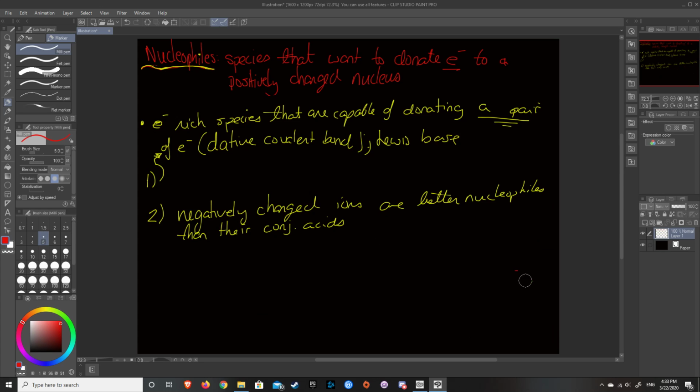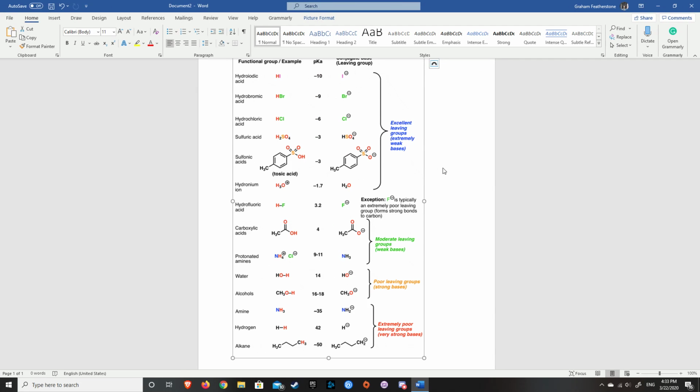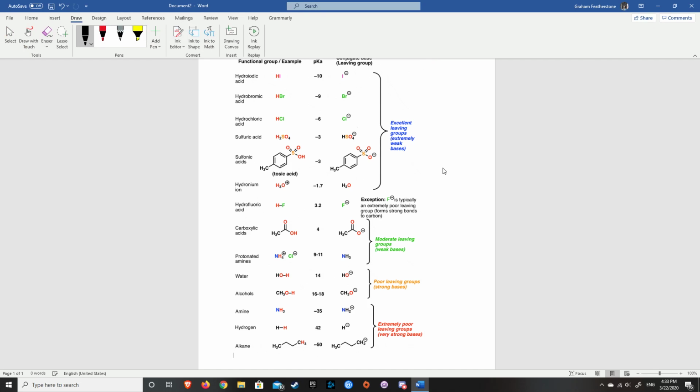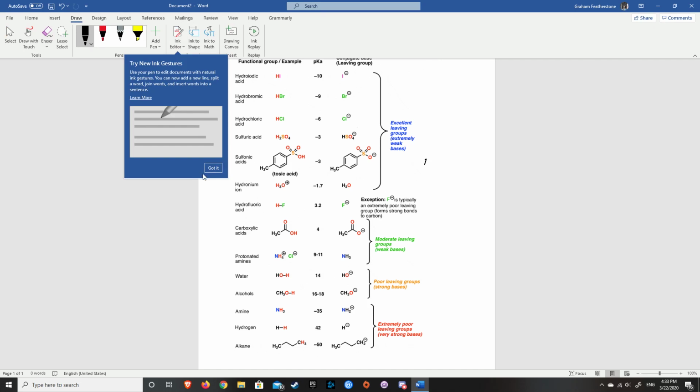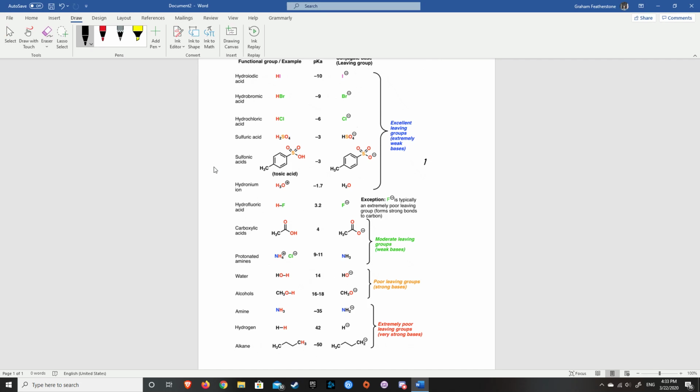So if we looked at, I saved this right over here. If we look at these different groups, basically we said that iodine was a very good leaving group. It loved leaving because it was stabilized in solution by hydrogen bonding and by the polarity of the solution. Bromine was a little bit less so. Chlorine a little bit less so. And we compared them as leaving groups.